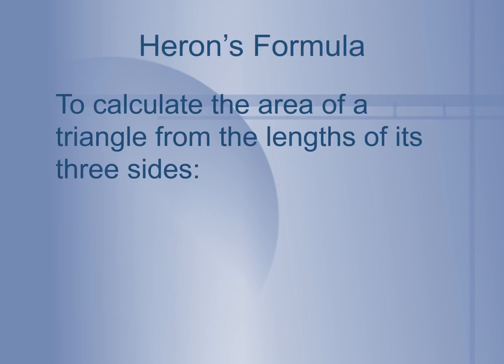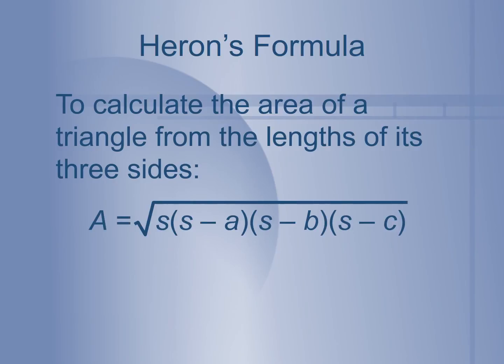So an application that we use for radicals is Heron's formula. And Heron's formula is a formula to calculate the area of a triangle if you know the length of 3 sides. So the formula looks like this. So we're calculating for area of a triangle, and then S is A plus B plus C divided by 2, where A, B, and C are the lengths of the triangle.